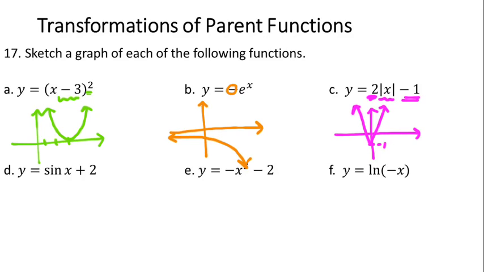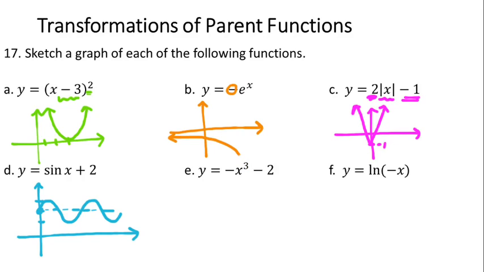All right, D, sine x plus 2. So we've got the parent function of sine with a vertical shift of 2. Normally, sine oscillates around the x-axis. The midline is the x-axis. We're going to move that up to 2. And then my sine graph, it starts in the middle. And should look something like that.